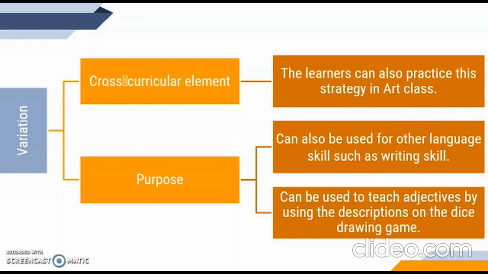Okay, the purpose. There are 2 purposes in which the learners can vary by using this strategy. Number 1, this strategy can also be used for other language skills, such as writing skill. It is more or less the same as the second strategy, in which they can use the descriptions from the dice drawing game to construct a sentence. And the second one is that it can be used to teach adjectives by using the descriptions. Okay, so let's move to the next one, the conclusion.